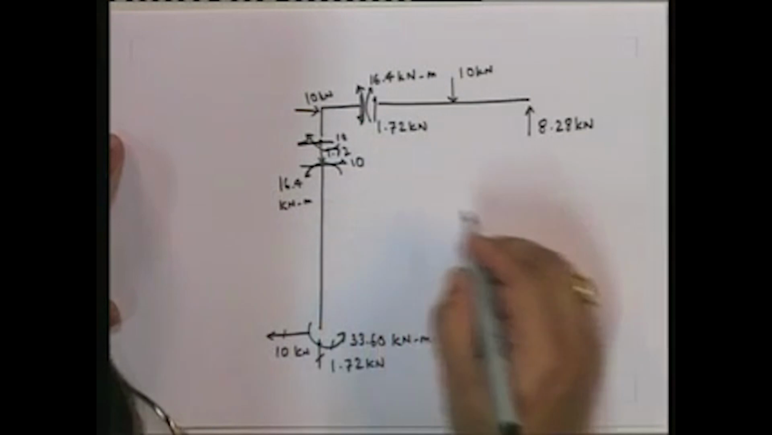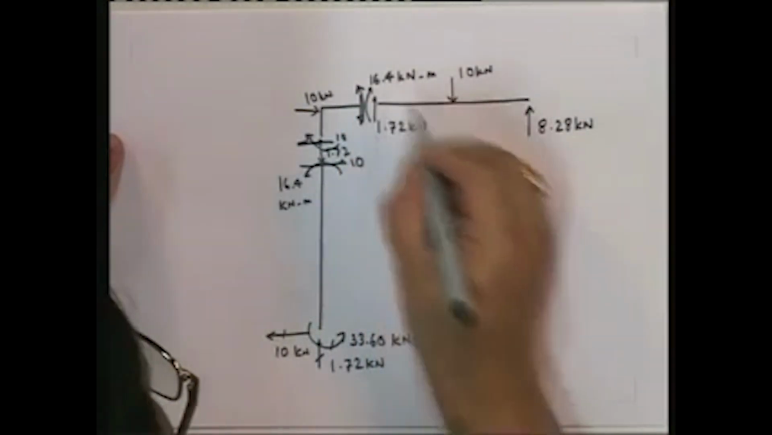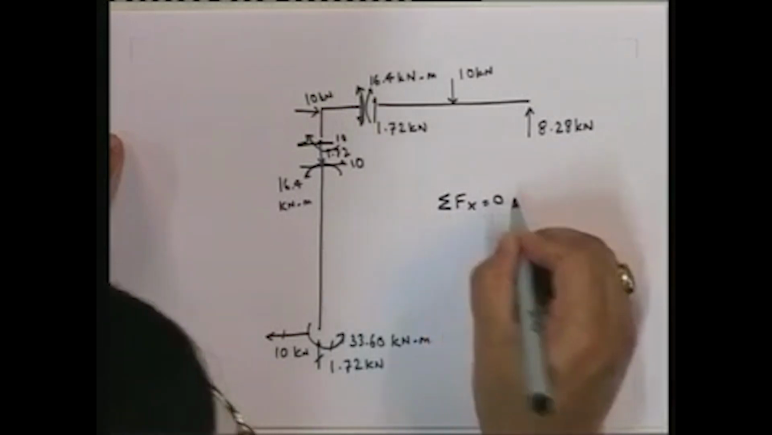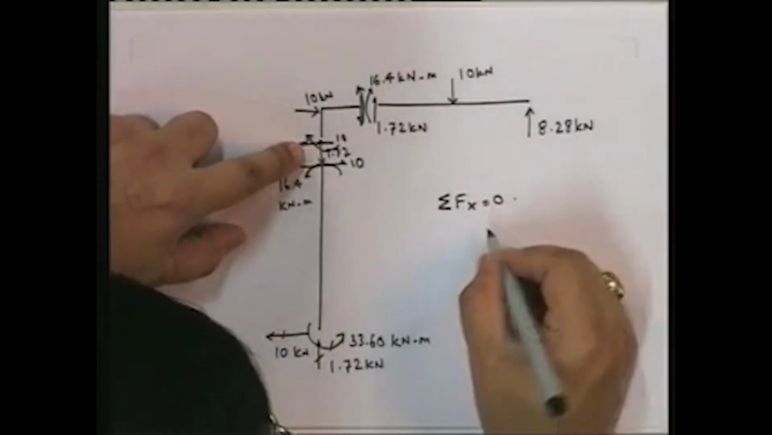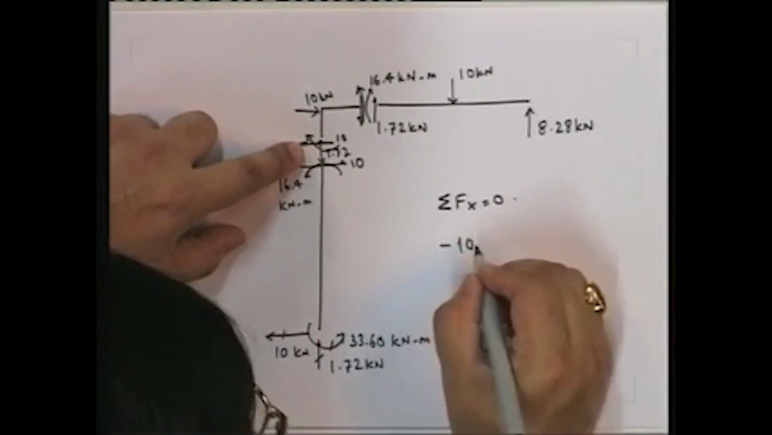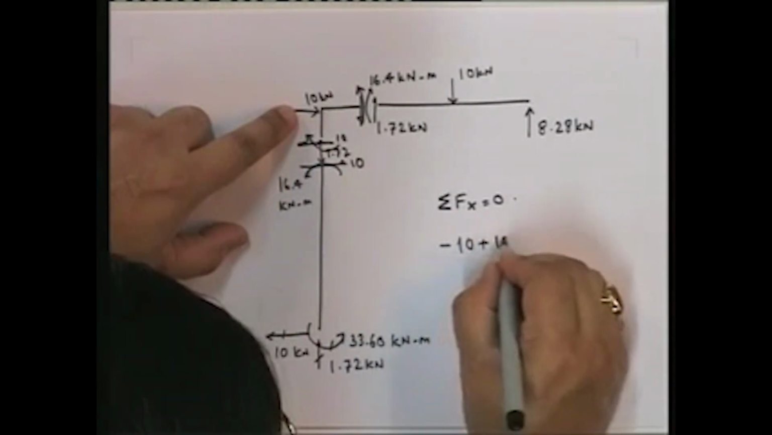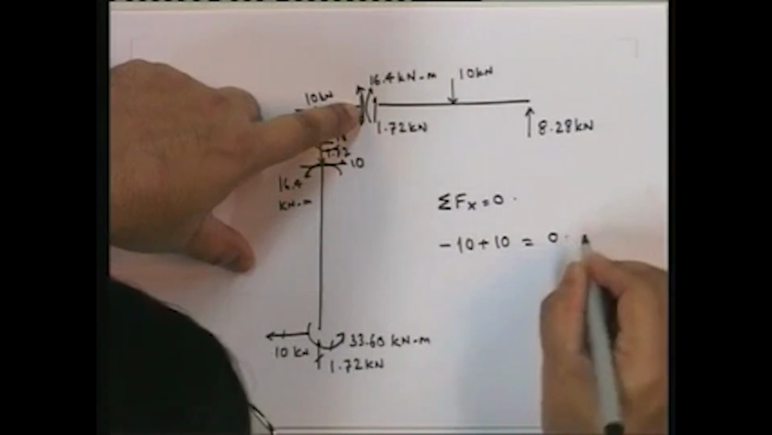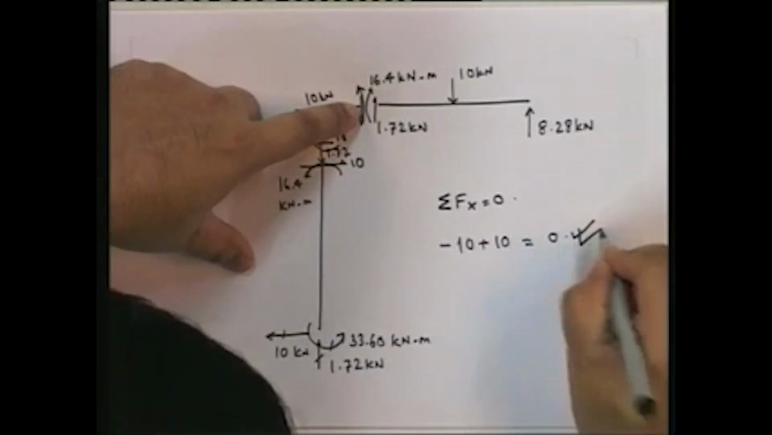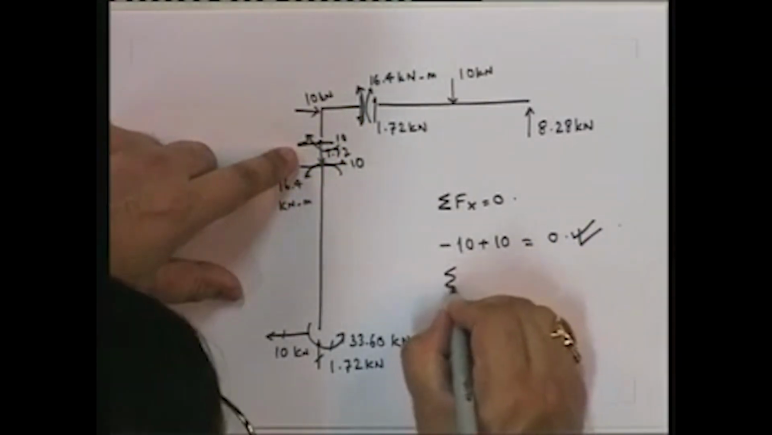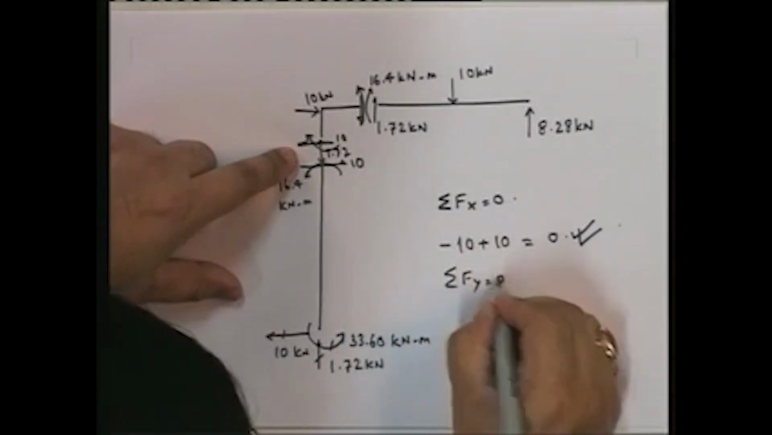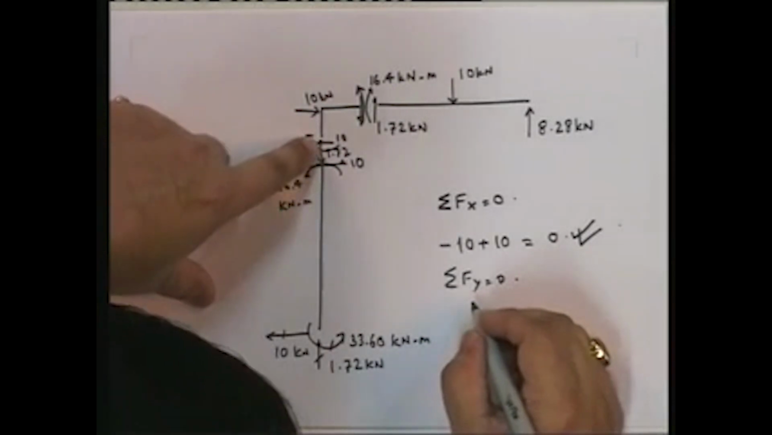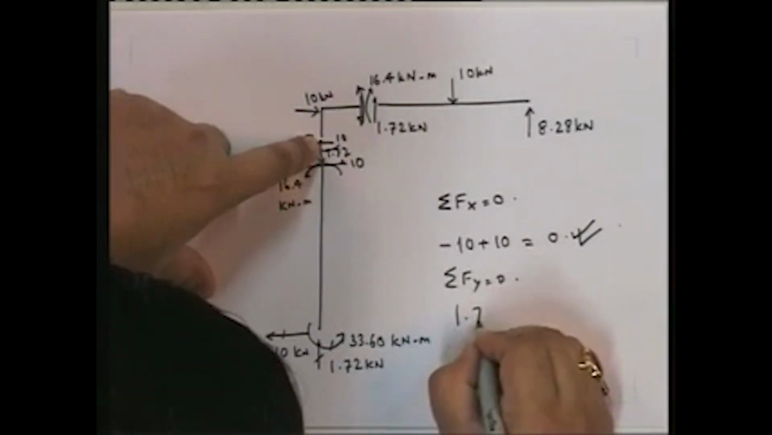Let us look at the equilibrium of the joint. Let me take equilibrium of the joint, sigma Fx equal to 0. I have minus 10 here, so I'll put minus 10. I have plus 10 here, plus 10. That's it. There's no other force here, so this is equal to 0. Automatically satisfied. Then we look at sigma Fy equal to 0. Sigma Fy equal to 0 is going to give me that this is upwards 1.72.